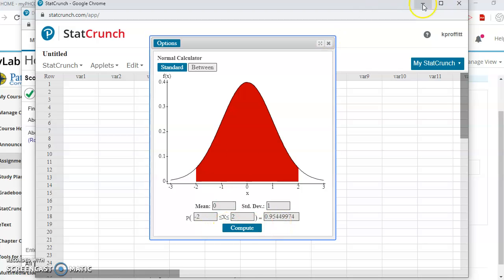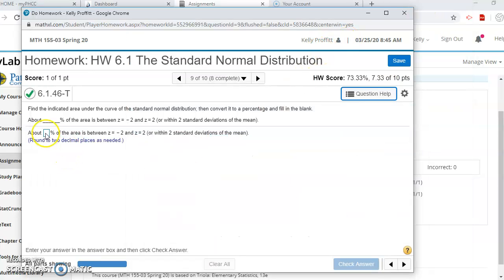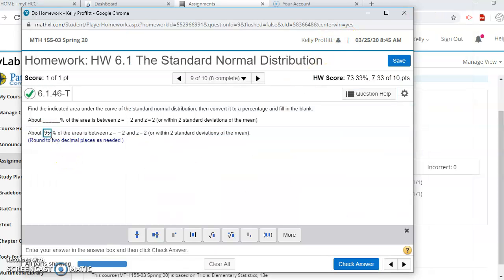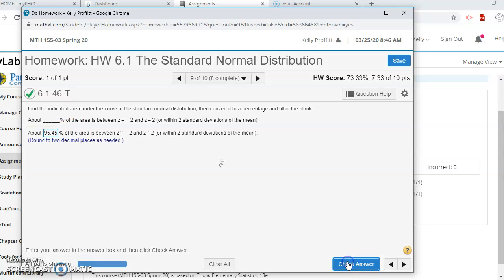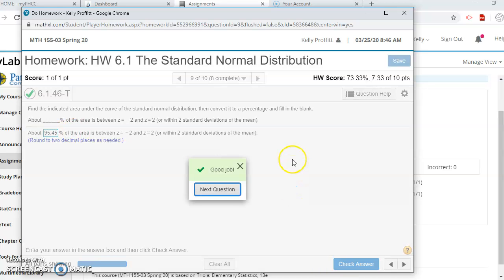95.45. So that'll be 95.45%. And you'll check answer. And there it is.